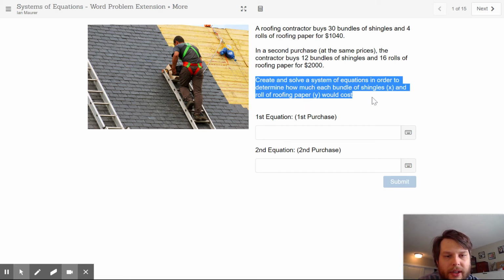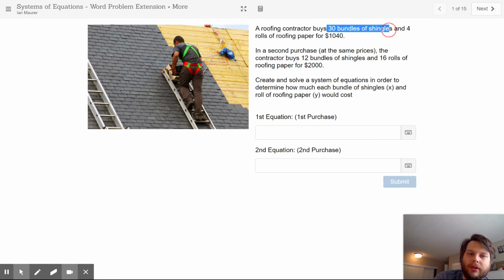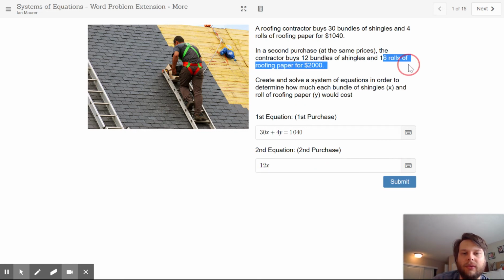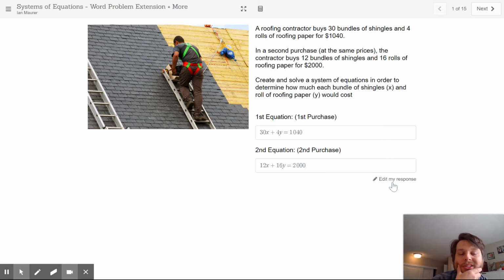So we're creating and solving a system of equations for shingles X and roofing paper Y. Shingles X means when I go back up and read 30 bundles of shingles, I could type 30X. 4 rolls of paper was Y, plus 4Y, for a total of 1040. You're adding up two different things to get a total price of 1040. Same basic idea. Second purchase is 12 shingles, 12X, 16 rolls of paper, so that would be plus 16Y for 2,000. Those are my equations on the first slide.